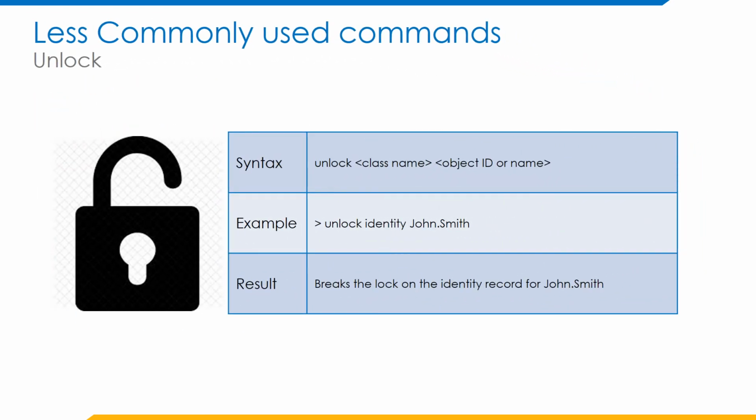The unlock command releases the lock on the specified object. The object's class and ID or name must be specified as part of the syntax. If the object is not locked, the message "object is not locked" is displayed. If it is locked, the lock is released and the message "lock has been broken" will be displayed.